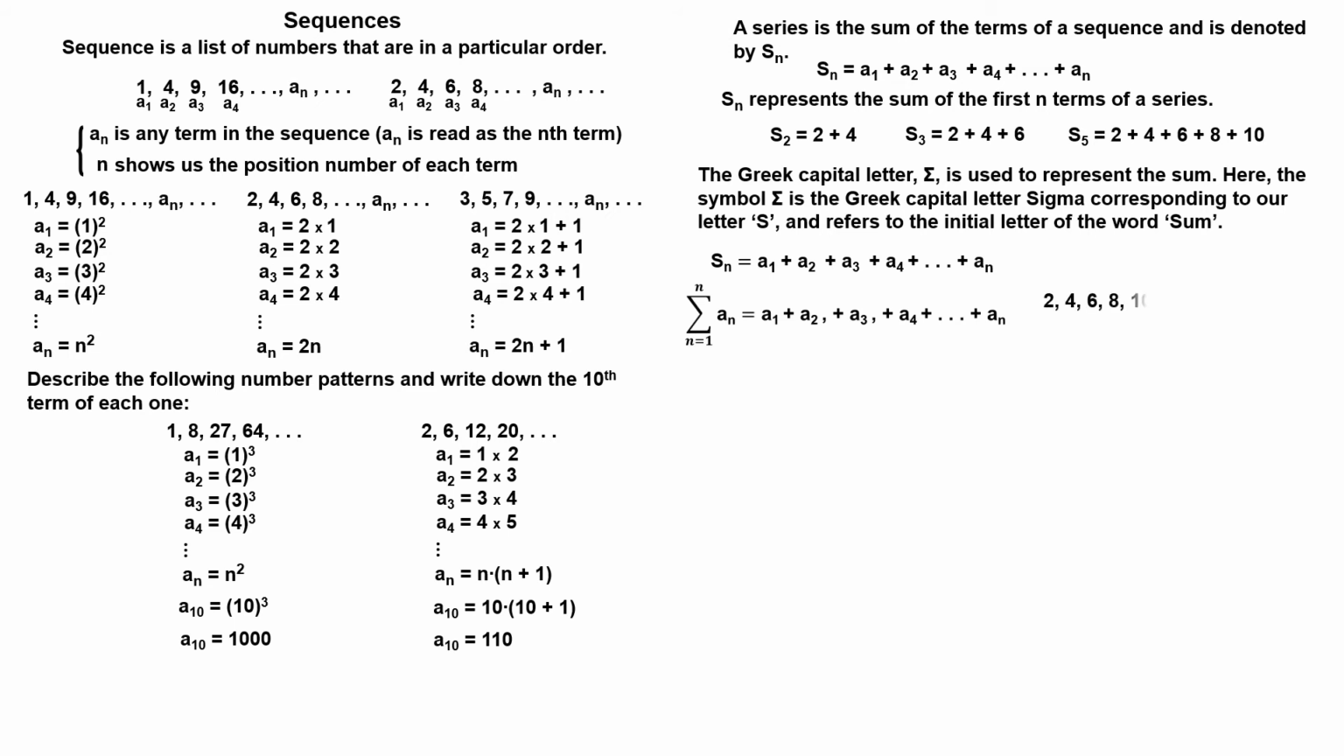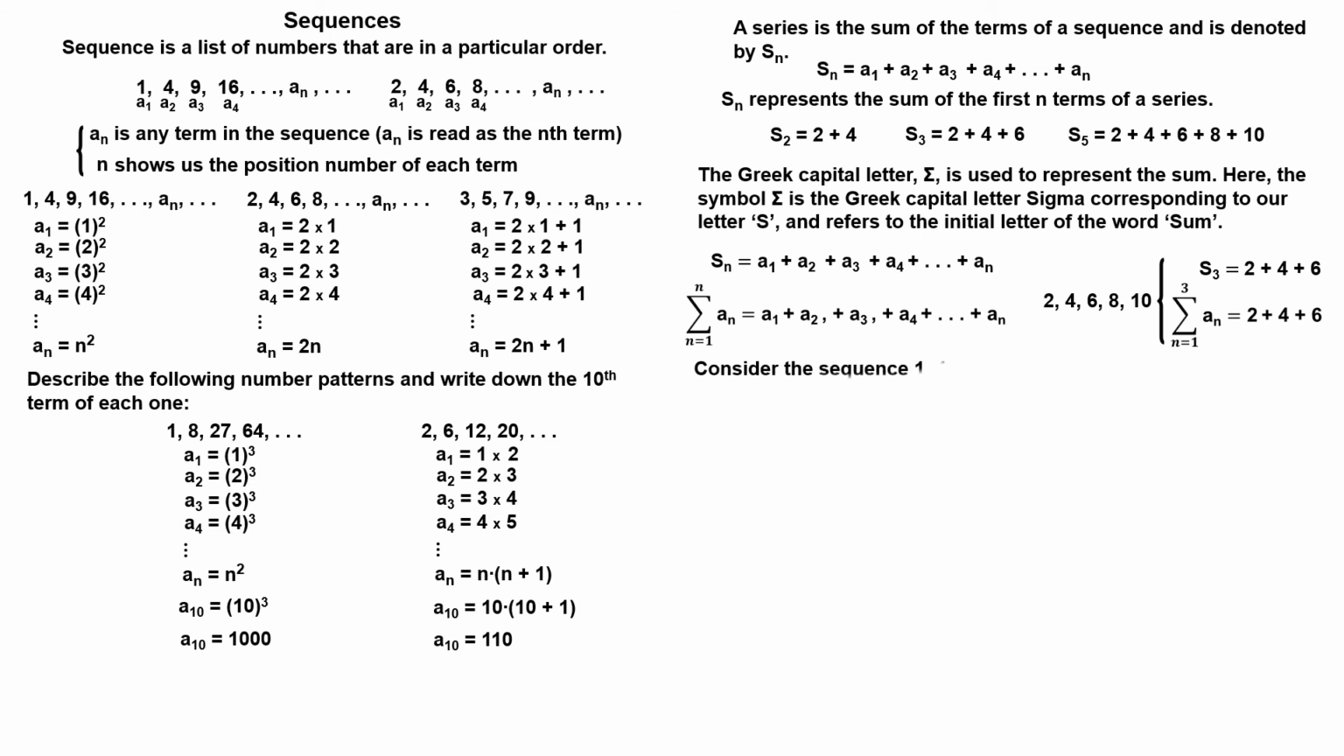See this example. We can represent the sum of the first three terms using the sigma notation. This expression is read as the sum of all the terms a sub n from n equals 1 to n equals 3, or the sum of all a sub n as n goes from 1 to 3. Let's see how it works.